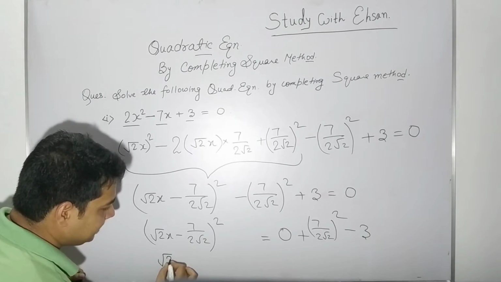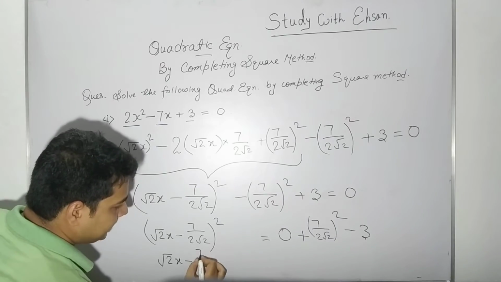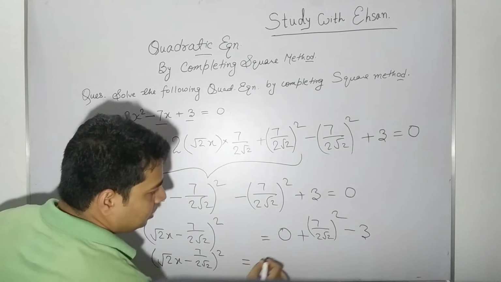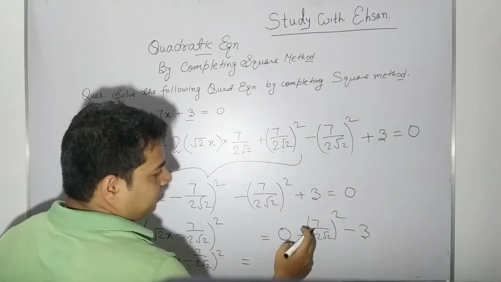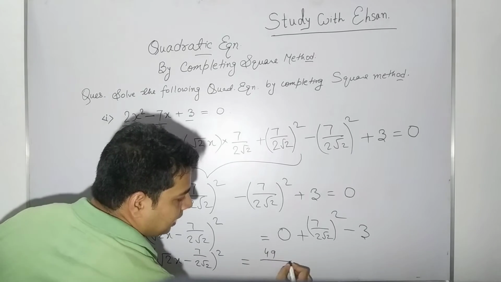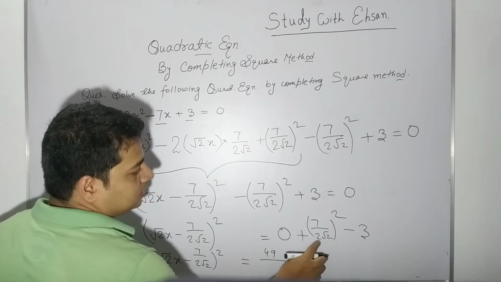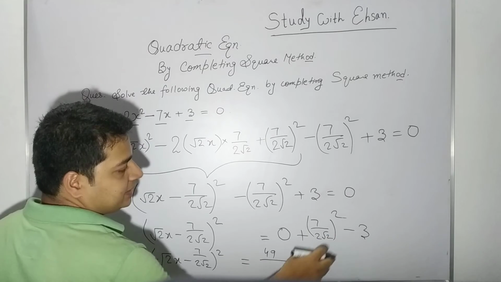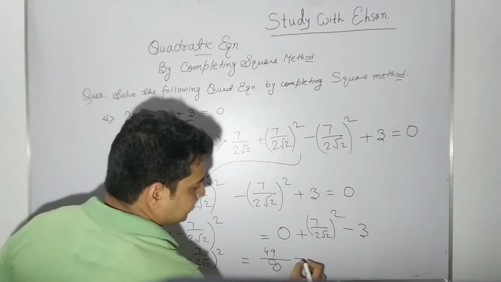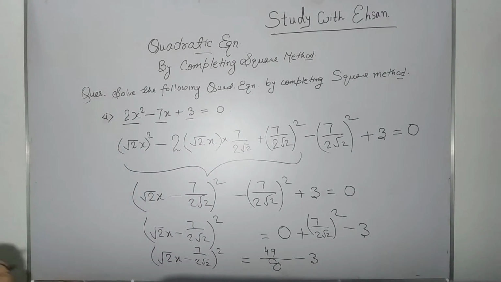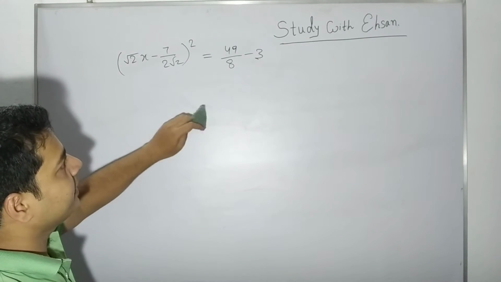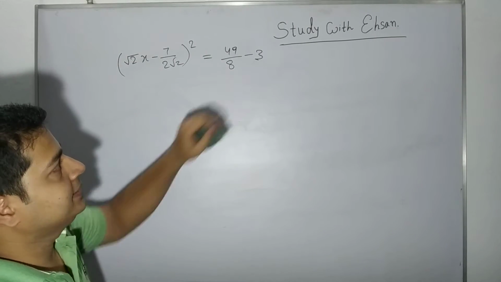Now this can be written as (root 2x minus 7 upon 2 root 2) whole square, and now (7 upon 2 root 2) whole square: when you take the square of the numerator, that is 7, it is 49 upon (2 root 2) whole square. 2 square is 4 and root 2 square is 2, then 4 2s are 8. Finally 8 is here, and minus 3. Now (root 2x minus 7 upon 2 root 2) whole square equals 49 upon 8 minus 3.